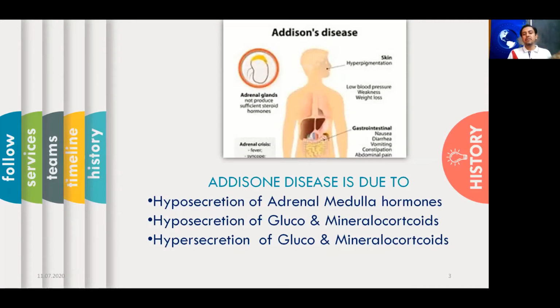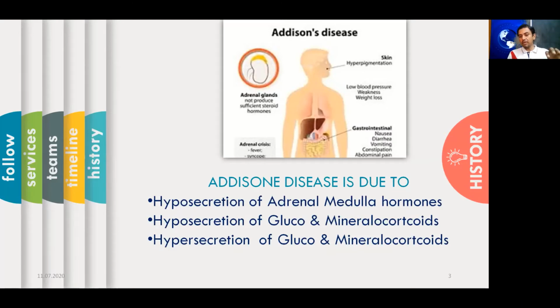If you see, Addison's disease is due to hyposecretion of both gluco- and mineralocorticoids. In some books you will read that it is due to glucocorticoid, or due to mineralocorticoid. See, it depends on what amount of the cortex has been destroyed due to this autoimmune disorder. So it's mainly due to hyposecretion of glucocorticoids and mineralocorticoids.